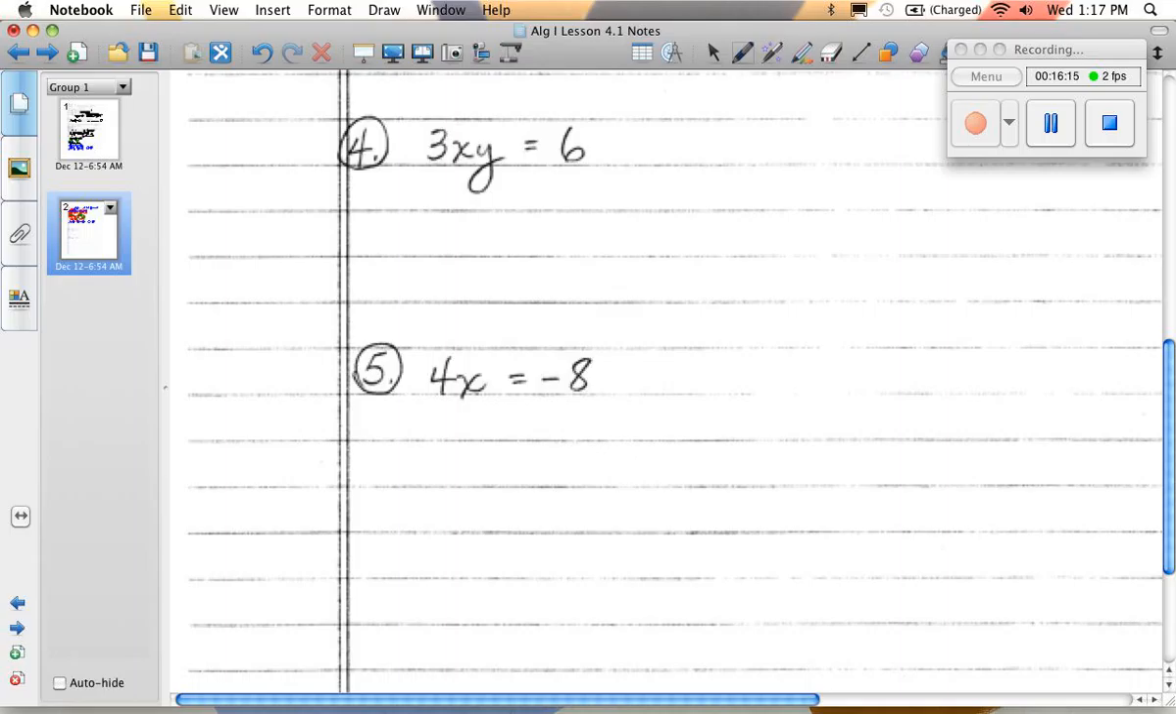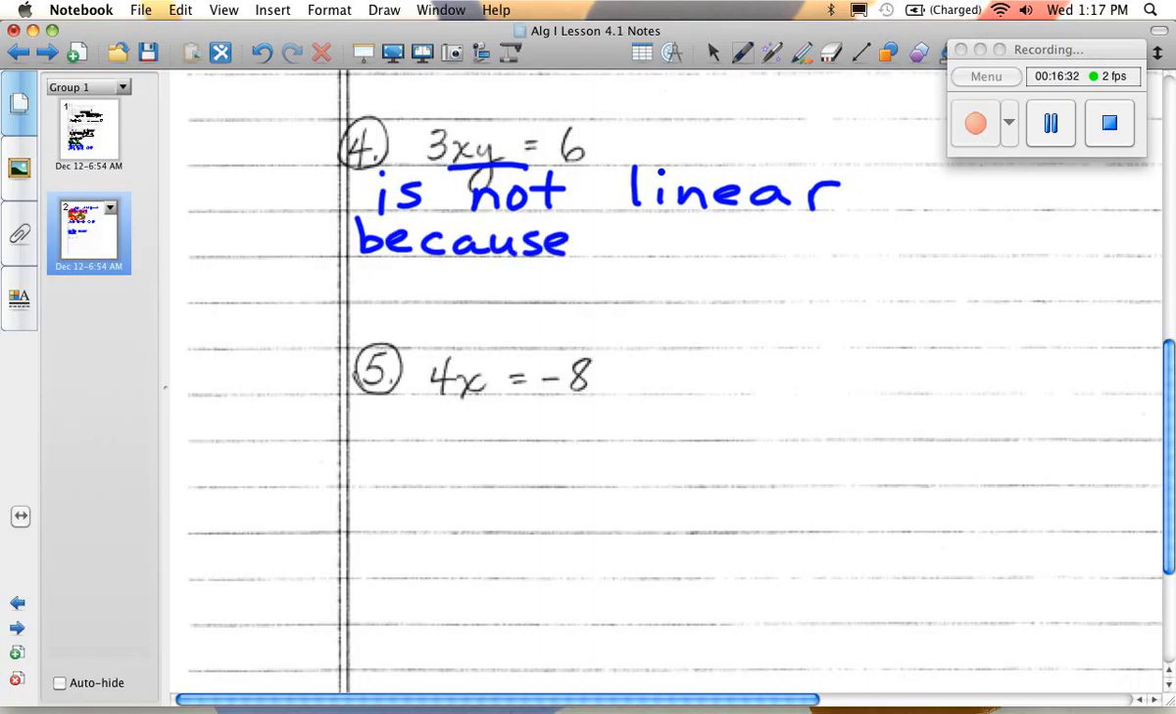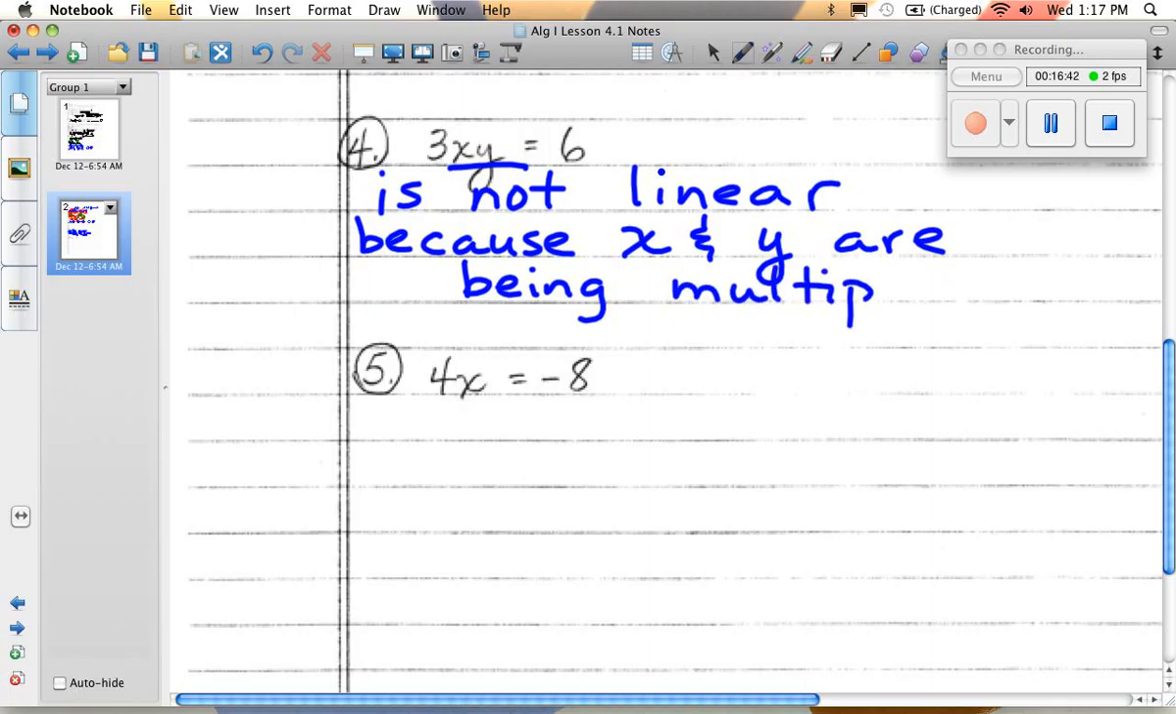Patience? Why not? Because x and y are equal. Yeah, this part right here, we say is not linear. And you have to explain why. You don't get to just say yes or no. It is not linear because x and y are being multiplied, and they can't be. This would create a whole different kind of graph. It wouldn't be a straight line. So if it's not linear, do we do anything else? No.